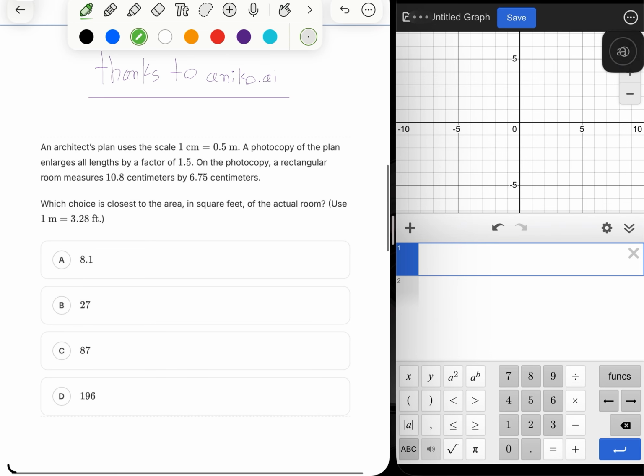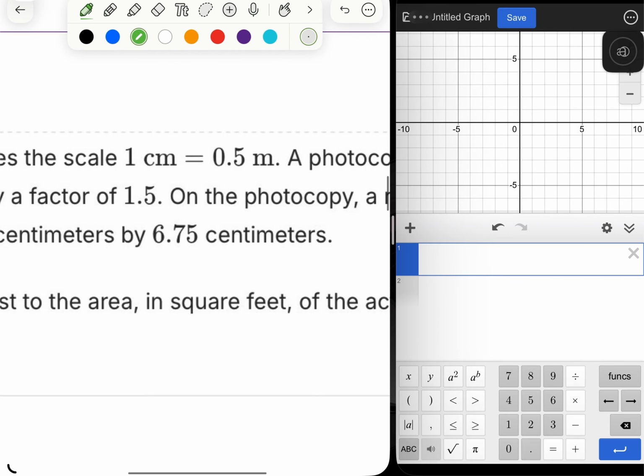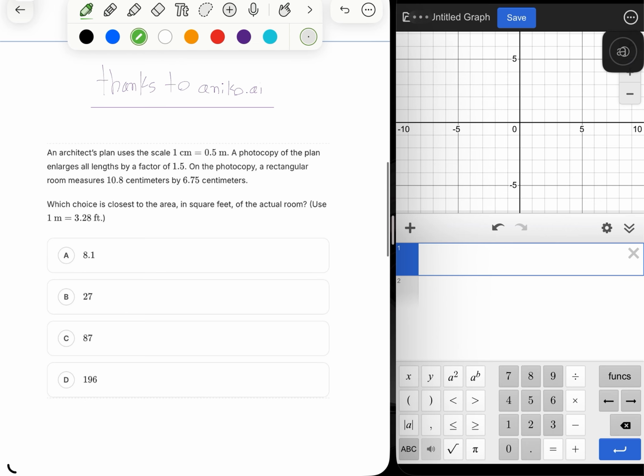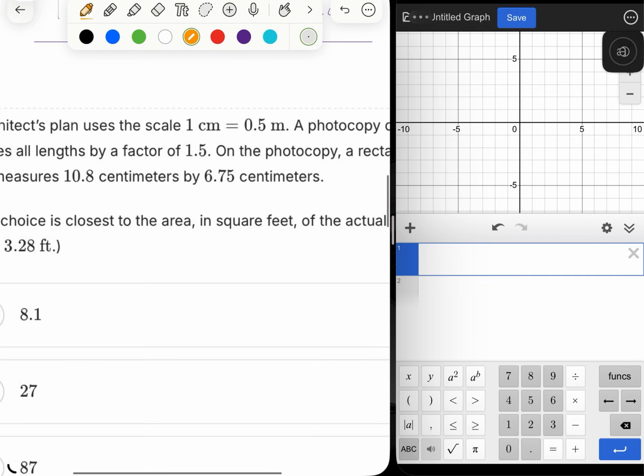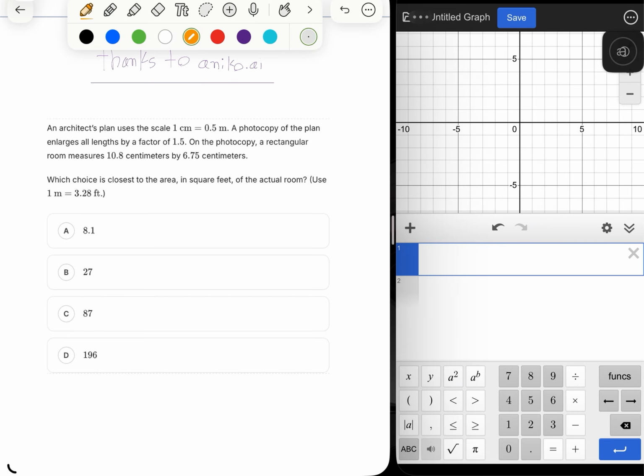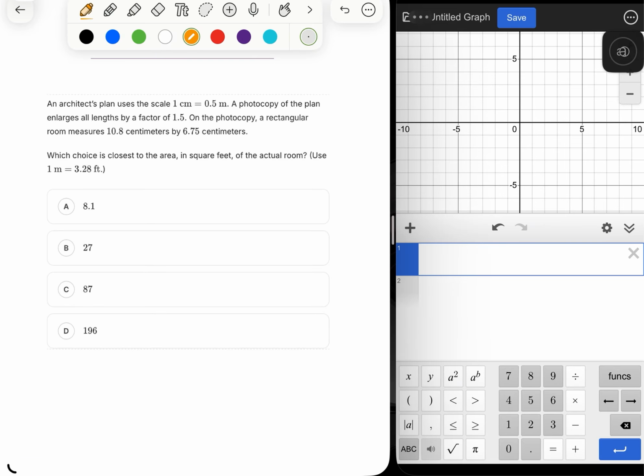So here we have an architect's plan that uses the scale that 1 centimeter equals 0.5 meters. A photocopy of the plan enlarges all lengths by a factor of 1.5. And then on the photocopy, a rectangular room measures 10.8 by 6.75 centimeters. Which of these choices is closest to the area of the actual room in square feet?